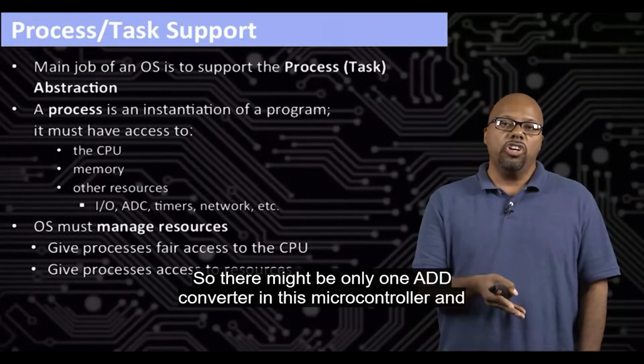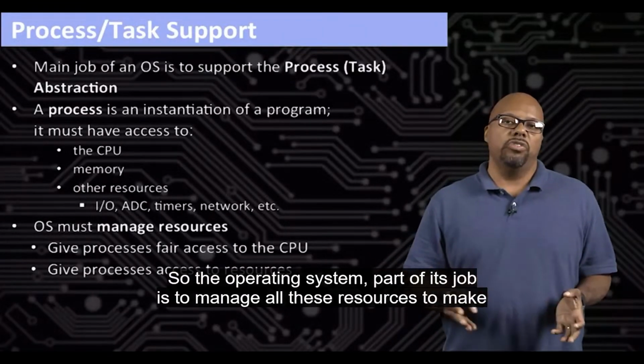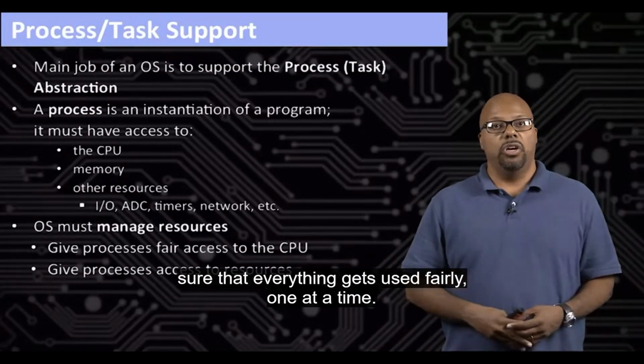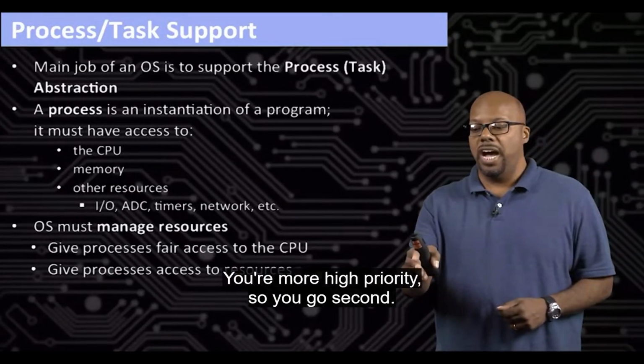So there might be only one ADC converter in this microcontroller, and there might be 3 processes that need to use the ADC converter. So the operating system, part of its job is to manage all these resources, to make sure that everything gets used fairly one at a time. So if all 3 processes want to use this ADC converter, the operating system essentially puts them in a line, says, okay, you were first, so you go first. You're higher priority, so you go second, right?